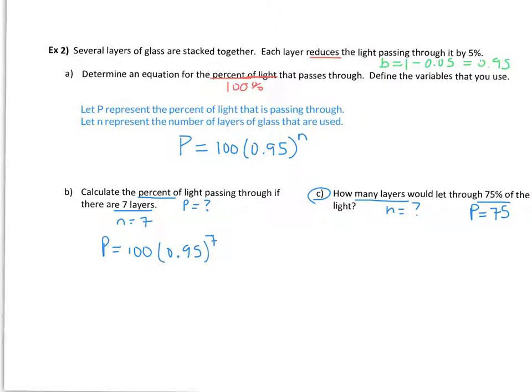The nice thing about this is you can either have a full layer or you don't have that layer. So you can really only work with whole numbers when we're working with N. It doesn't make sense to say you had a fraction of a layer unless you had some kind of machine that could whittle down that layer of glass into a smaller layer.